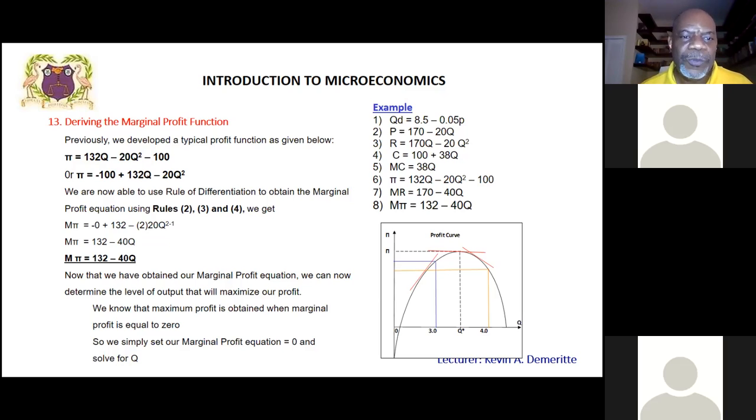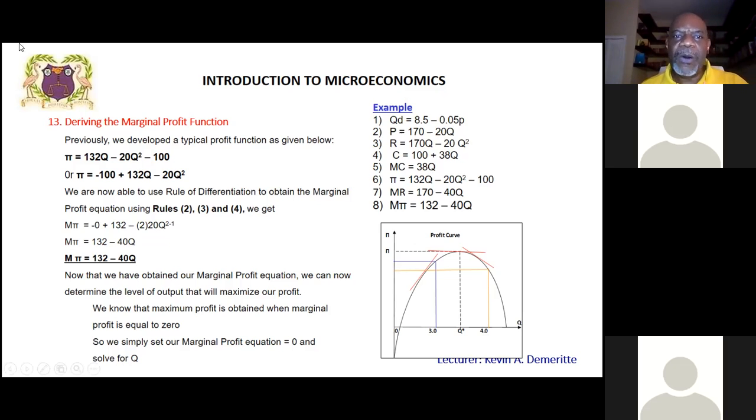Then all we have left to deal with is the negative 20Q squared. And rule number 3 says, if you have in your function a variable, some letter that's raised to a power, how do you deal with that? Rule number 3 says you bring the power down. That is, you put it to the front of the equation, put it in brackets, so there's no confusion there. And you subtract 1 from the original power. Our original power was 2, so we subtract 1 from that. 2 minus 1 is 1.